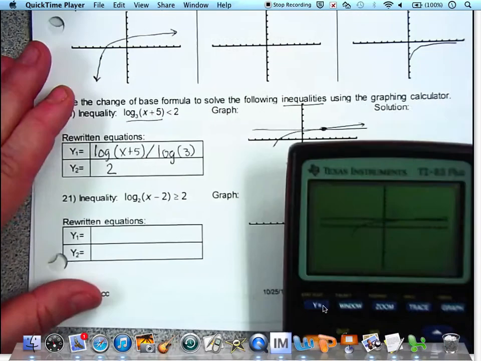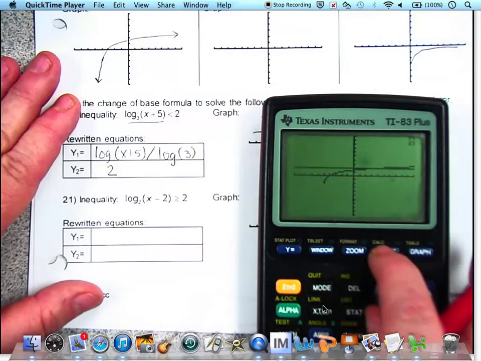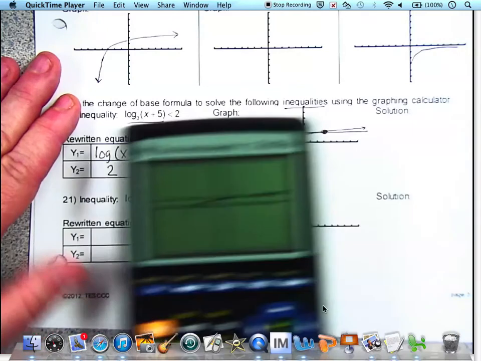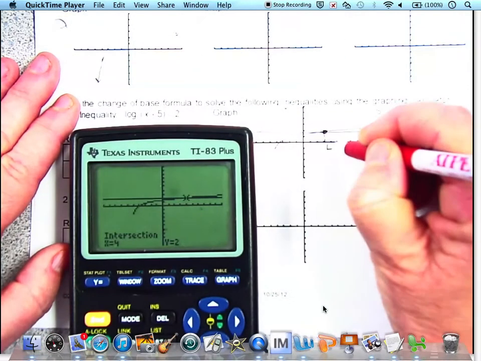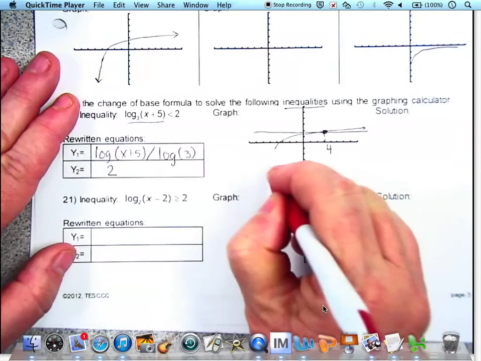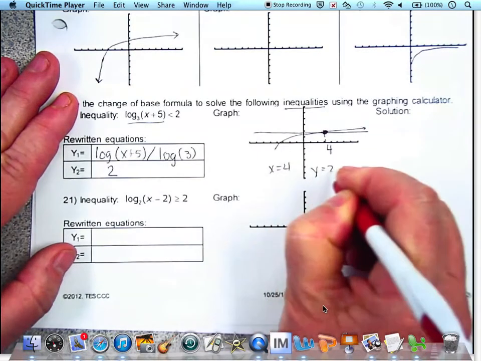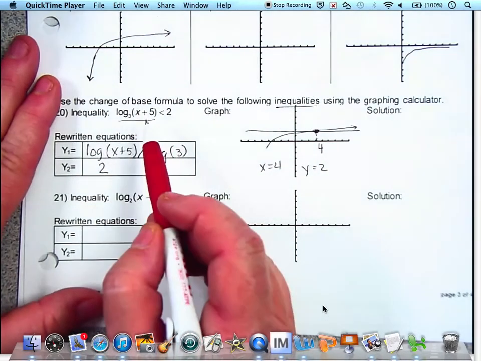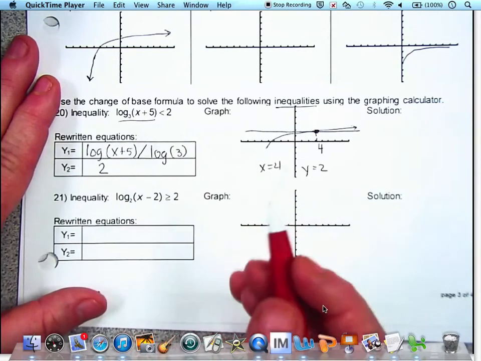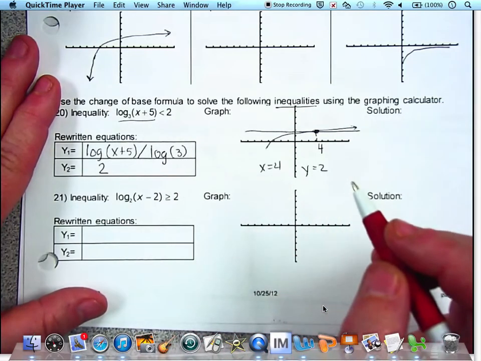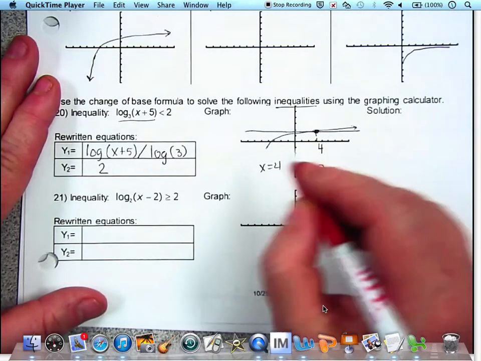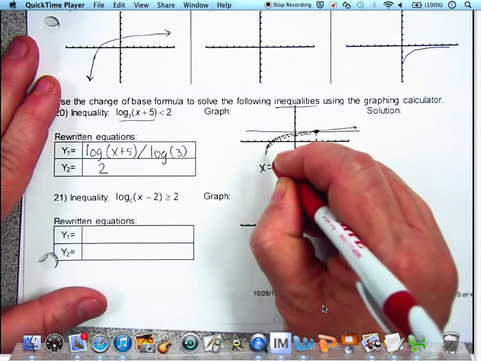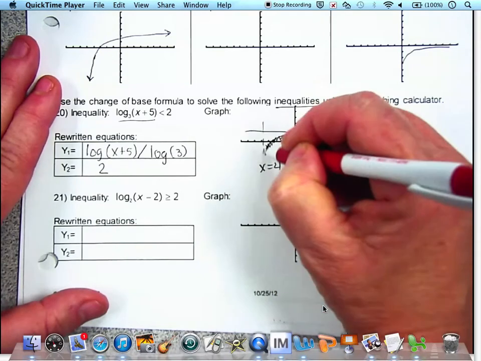Okay, and then we need to find the intersection. So second trace, intersect. It is 4 right here, isn't it? I didn't quite draw the right spot, but. Okay, so it wants to know when is the log function less than 2? So what part would you shade? The part above or below? Below. And there's something special about this because it has an asymptote somewhere.